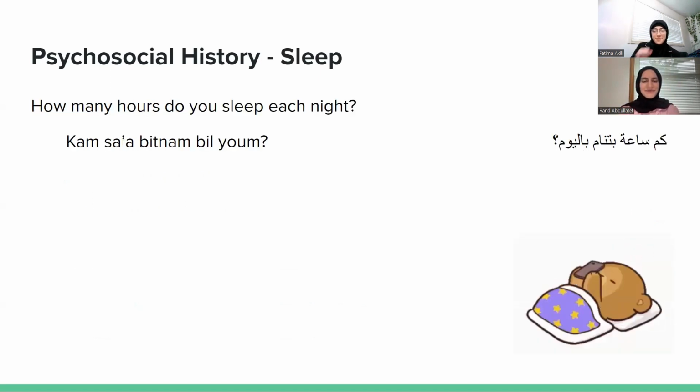And then sleep, one of my favorite activities. How many hours do you sleep each night? So kem, again, how much or how many. Sa'a or sa'at means hours or hour. So in this sentence, it would be read kem sa'a bitnam bilyom. Bitnam, do you sleep? Bilyom means per day. So kem sa'a bitnam bilyom.